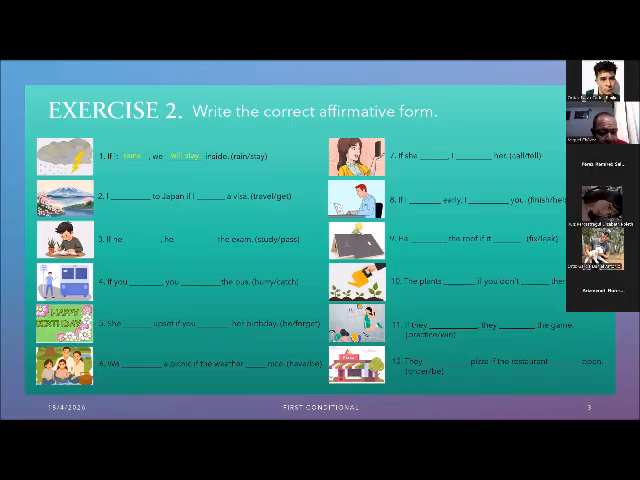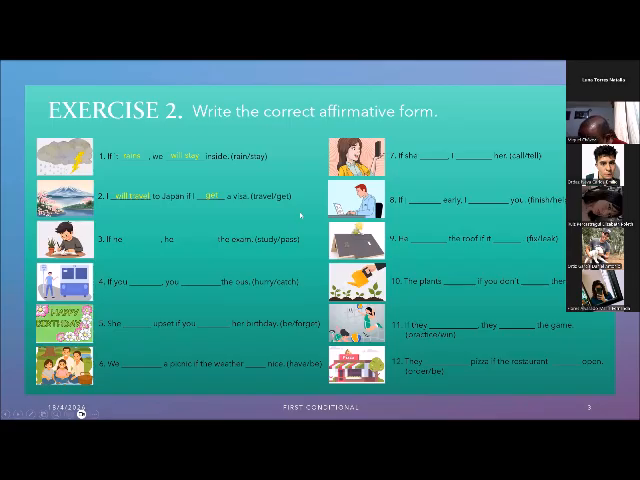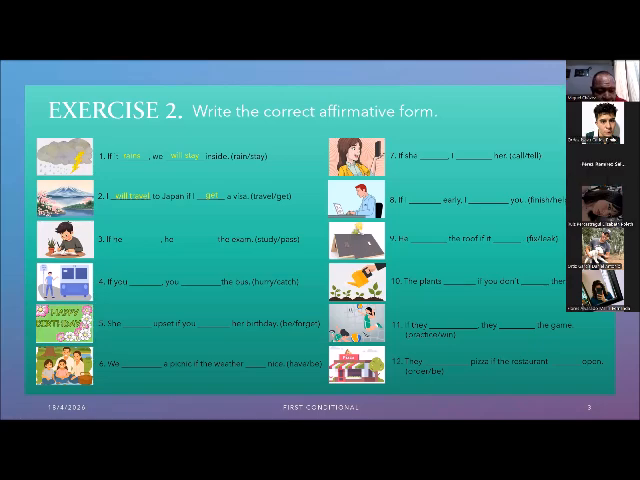I will travel to Japan if I get a visa. Exactly. I will travel to Japan if I get a visa. Yes, thank you so much. Okay, next, please. Yes, Natalia. Oh, okay, Maria Fernanda and then Natalia, please. If he studies, he will pass the exam. Exactly. Okay. Natalia, please, can you help us with number 4? If you hurry, you will catch the bus.